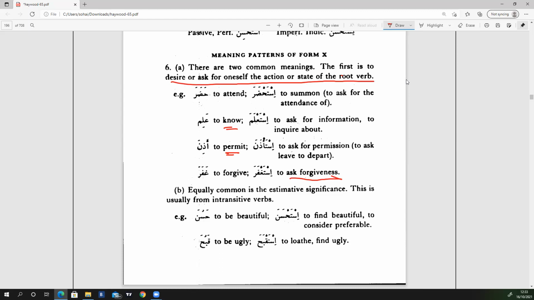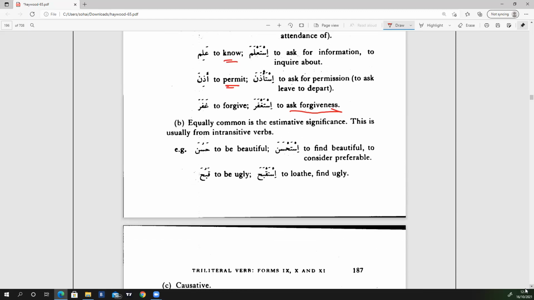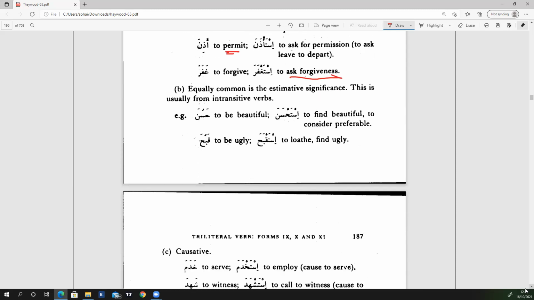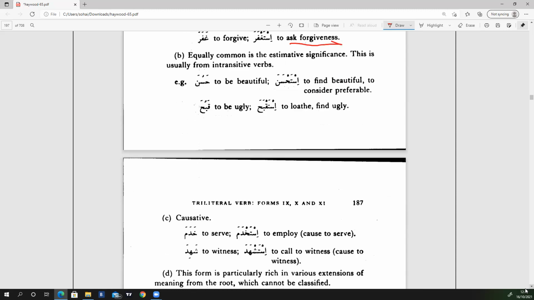For a long time, the way I used to remember this verb meaning pattern is simply to think of istaghfara. We're asking Allah for forgiveness, right? Ghafara means to forgive. Istaghfara, to ask for forgiveness.